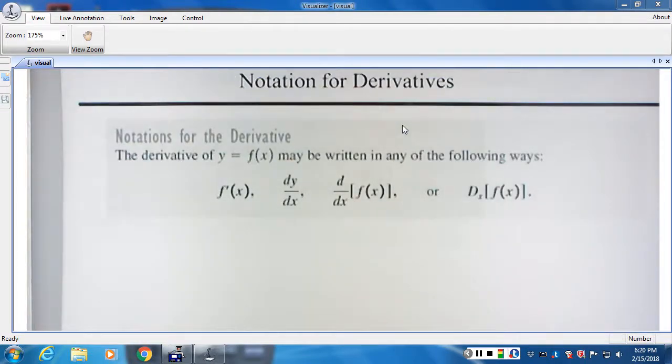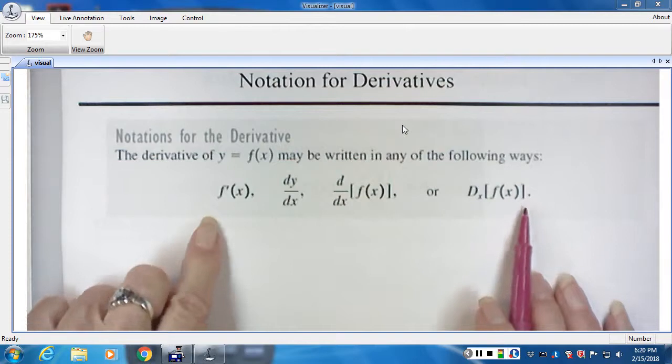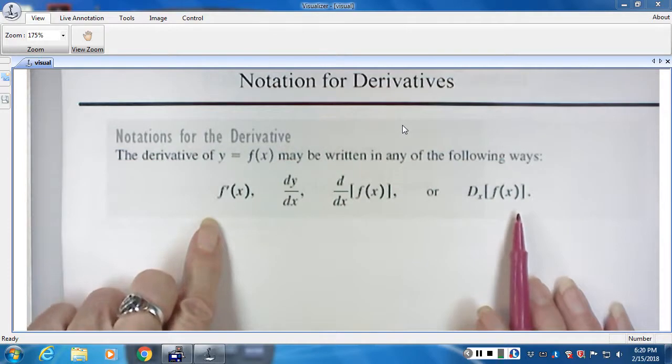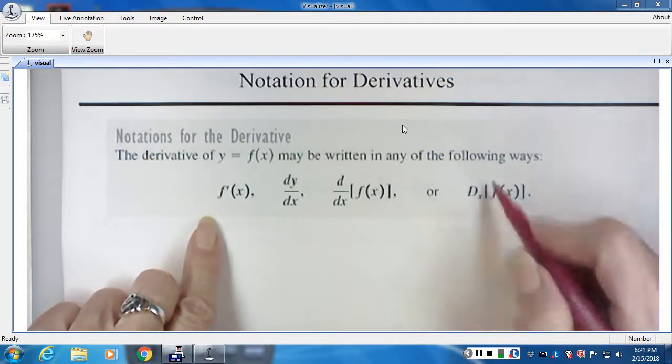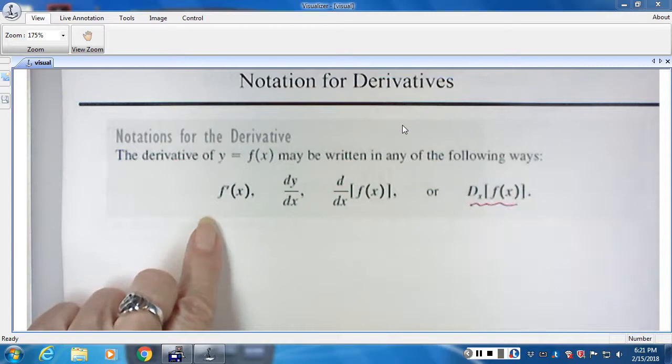First of all, I need you to understand that all of these mean exactly the same thing. It's just different ways of saying the slope of some function f of x. That's really all it is. I don't use this notation very often. It gets to be awkward.